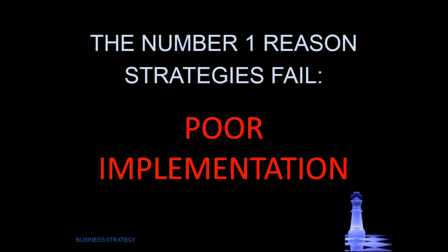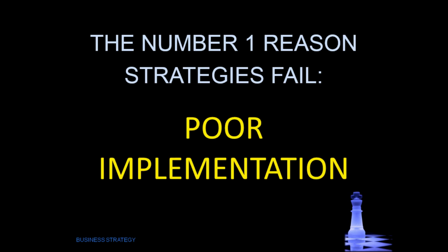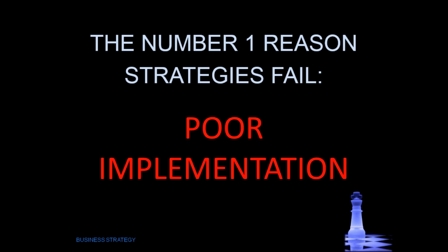The number one reason that a strategy fails, regardless of the selection of a strategy, is poor implementation. That's what screws up most businesses. They come up with this great strategy and a good business model, and then they never really implement it correctly. And that is the end of chapter 12 and the end of the strategic management lectures.